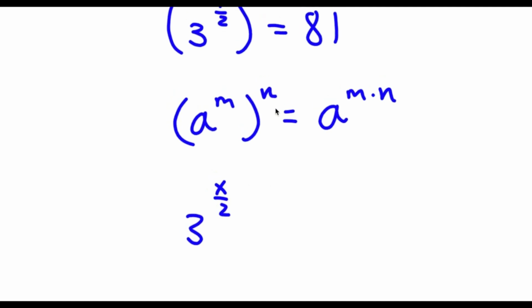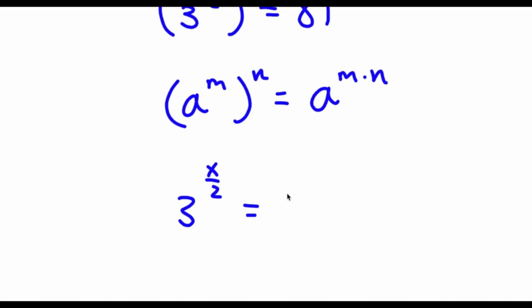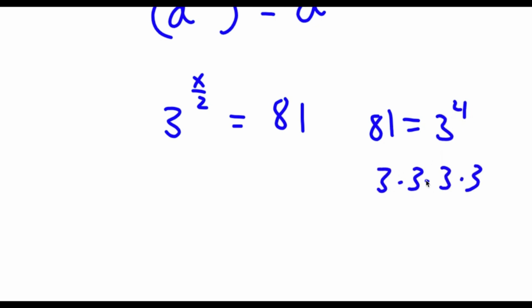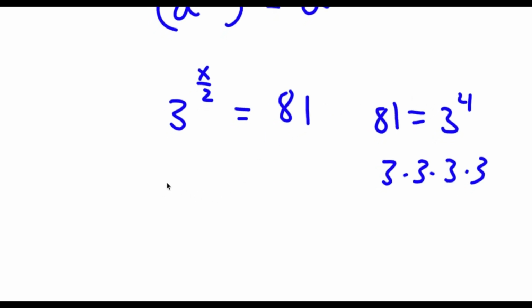So I have 3 to the power of x over 2 is equal to 81. Now, 81 is going to be the same thing as 3 to the power 4, because 3 to the power 4 is 3 times 3 times 3 times 3. 3 times 3 is 9, 9 times 3 is 27, and 27 times 3 is 81. So now I'm going to replace 81 with 3 to the power 4. So now I have 3 to the power of x over 2 is equal to 3 to the power 4.